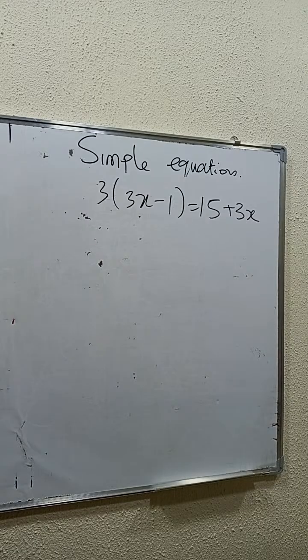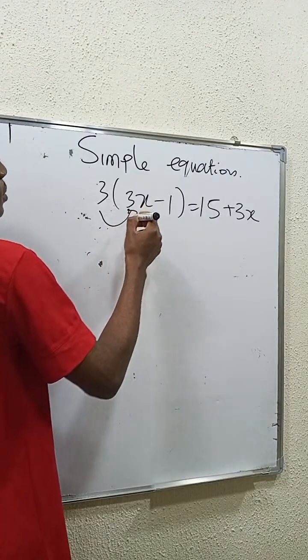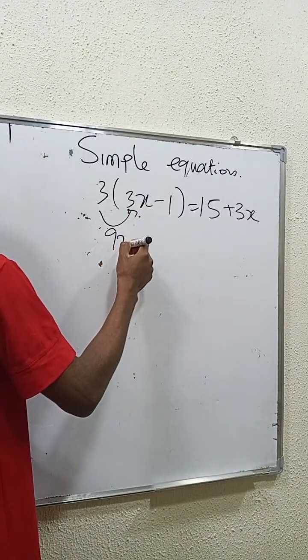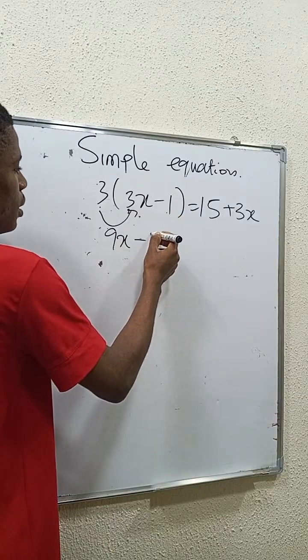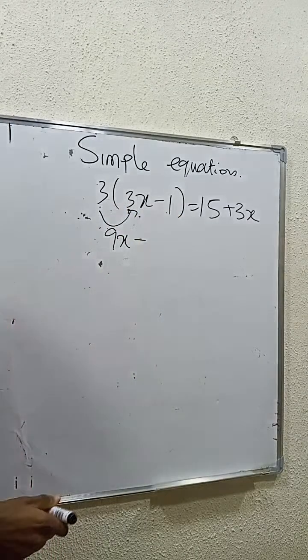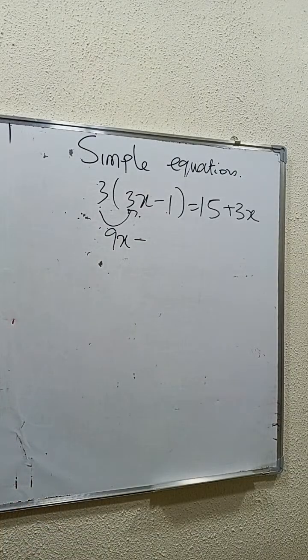Okay, so here you have it to be 3 times 3x is 9x. 3 times minus 3 is minus 1. What is 3 times minus 1?